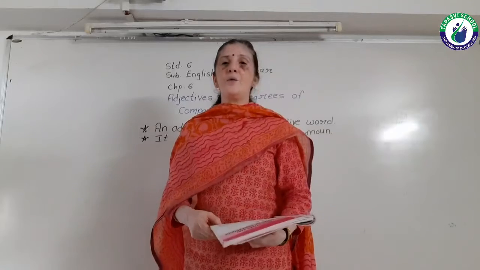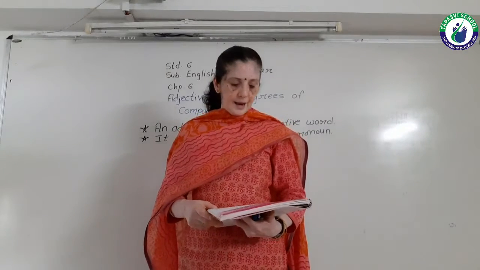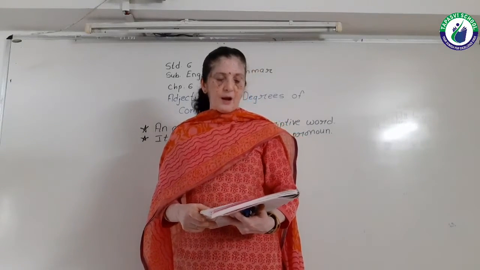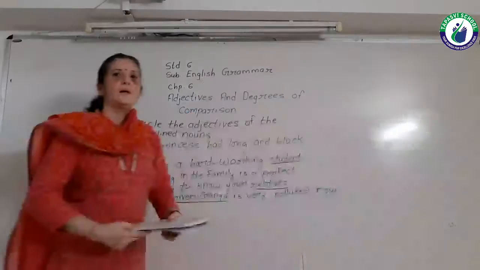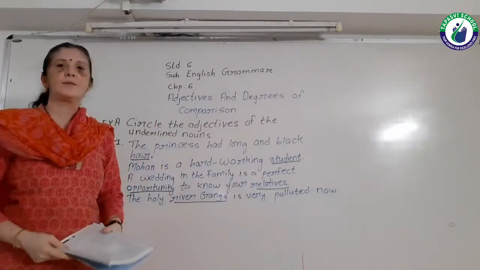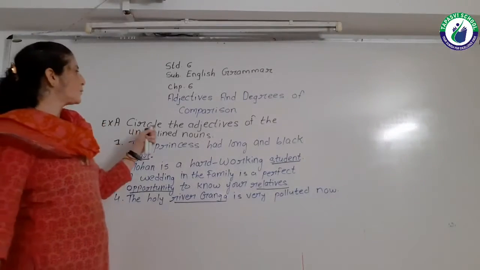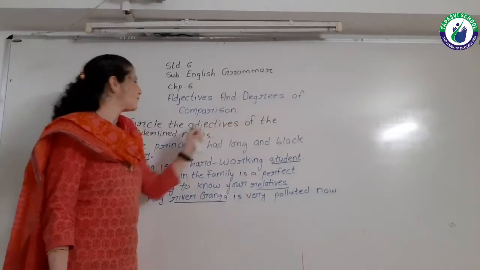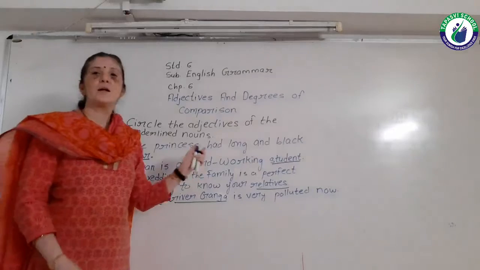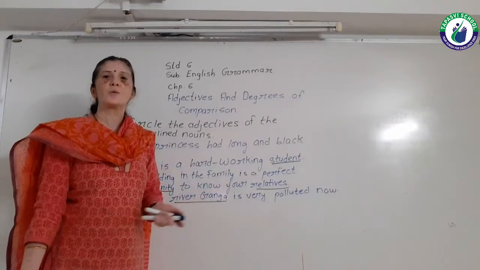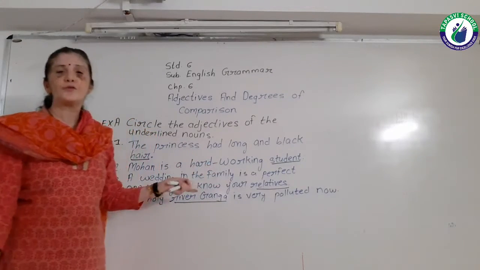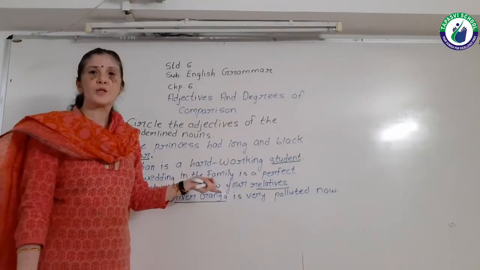Right? Now we will do exercise A. Circle the adjectives of the underlined nouns. Here the nouns are given and those nouns are underlined, and we have to find out what adjectives are used for those nouns.